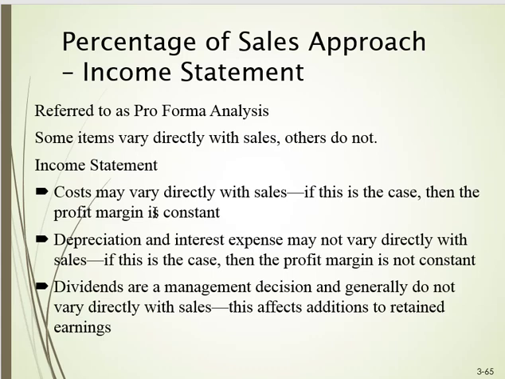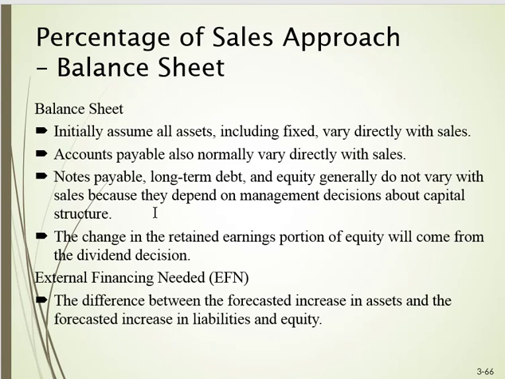Depreciation and interest expense typically don't vary with sales, right? Depreciation varies with asset base. Interest expense varies with borrowing. So it's not going to have much of an influence on the gross profit margin or the operating profit margin. It will, but it won't have that much effect on those margin numbers. And finally, dividends are a management decision. So they don't change with sales at all. They happen after tax.